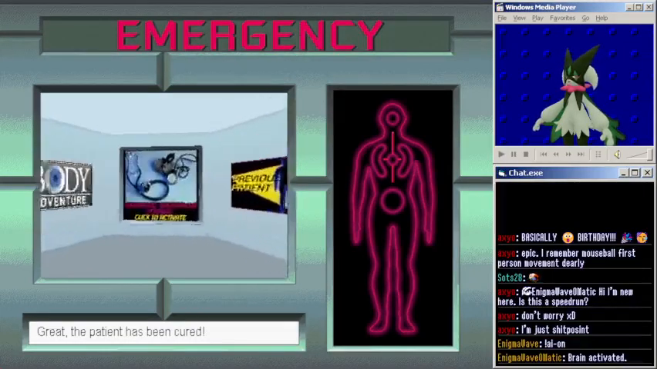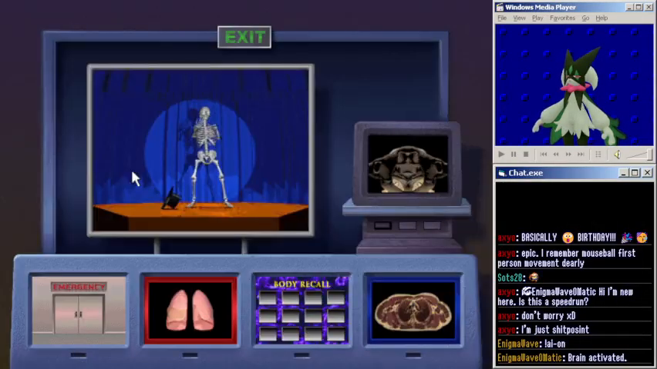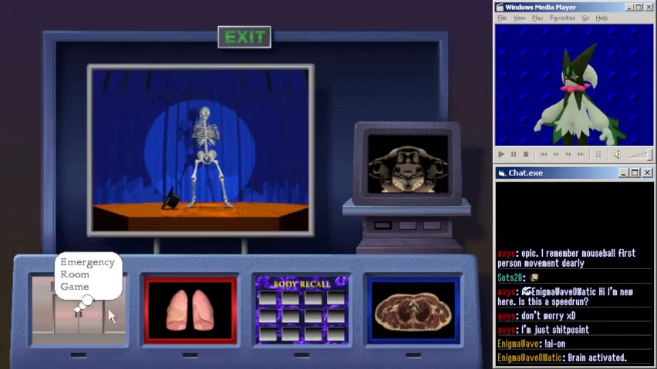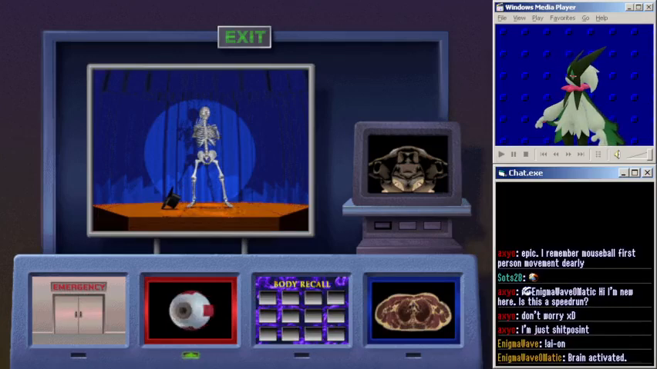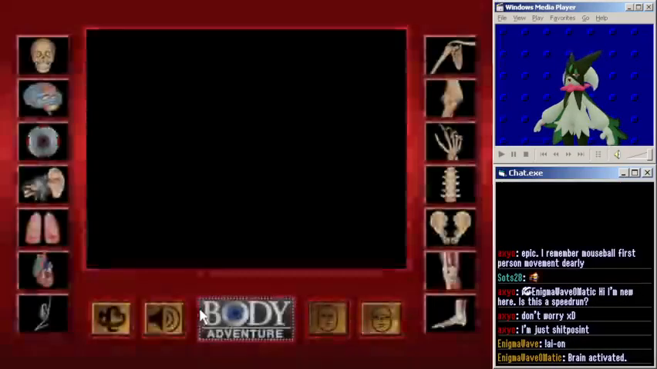Uh-huh. Okay. Well, back to the main menu. Yeah, this is actually running native in Windows 11. It's a little jank, but it actually runs, so let's see. I'll save the body theater towards the end. But now we have the 3D body models. Let's take a spin around the body. Time to get those 3D glasses ready to go again.